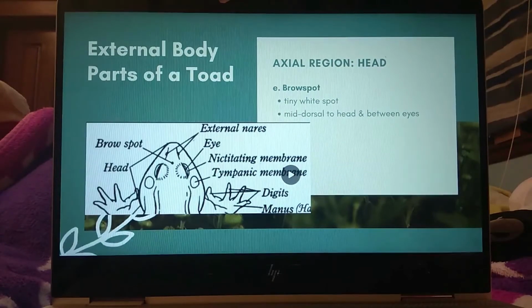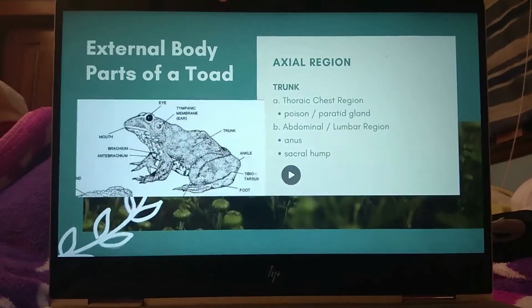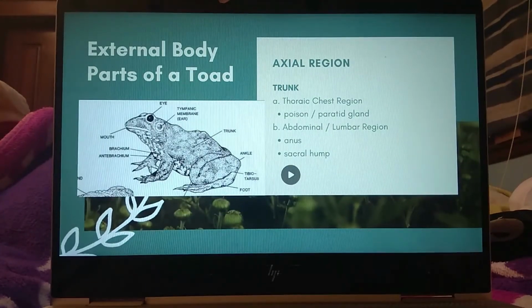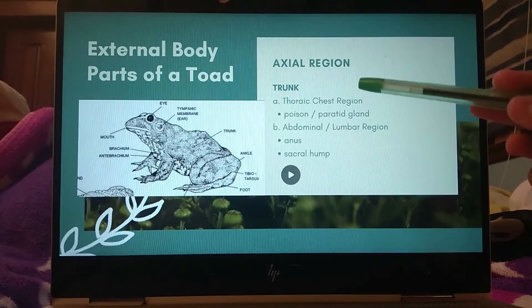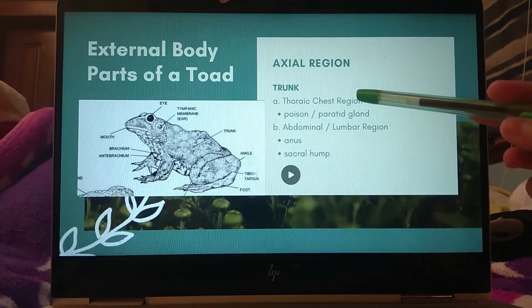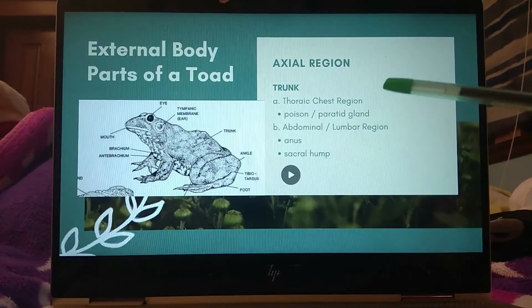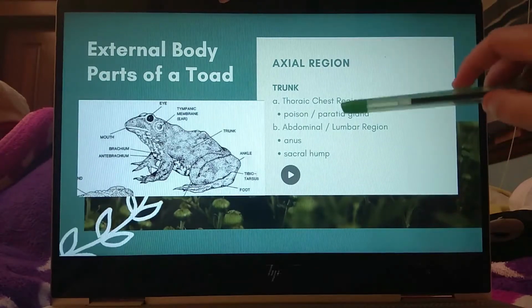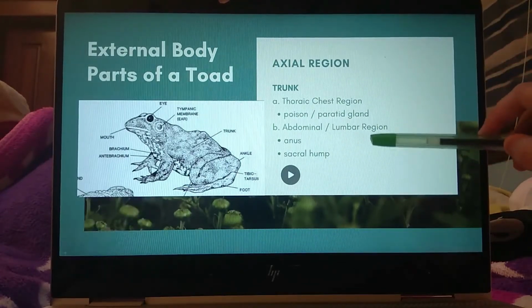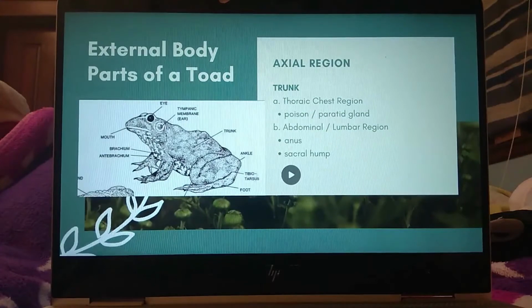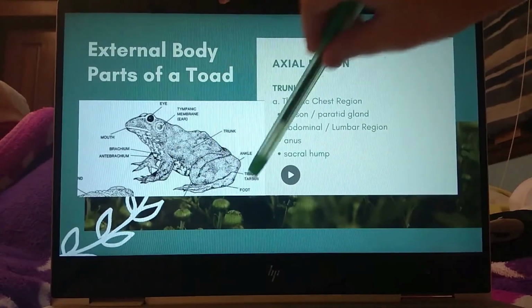So we now finish the first half of the axial region, the head. We will now move on to the trunk. The trunk is posterior to the head, which is the anterior part. The trunk is divided again into two regions, the thoracic chest region and the abdominal lumbar region. The thoracic chest region is the anterior part and the abdominal and lumbar region is the posterior half. So here we have the trunk. This lower half is the trunk.